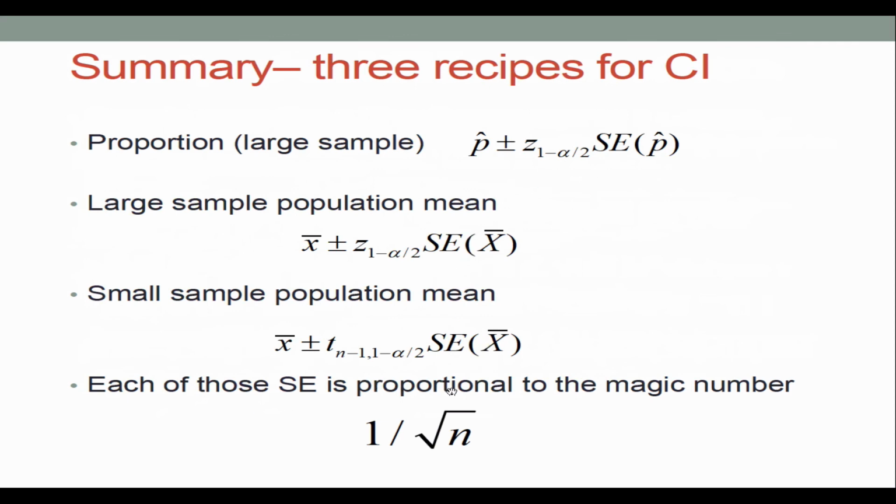Each of those standard errors is proportional to the magic number 1 over square root of n. This number is very important in statistics and probability, and in later lectures, you will see this number many more times. Is that okay? This number just relates your sample size with your standard error.